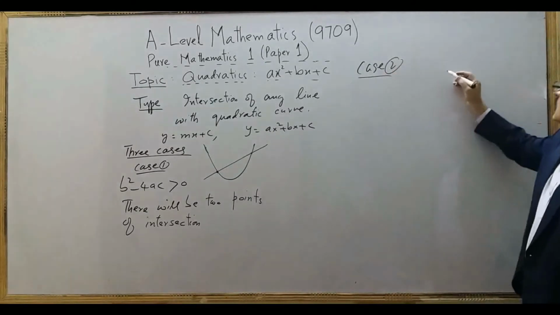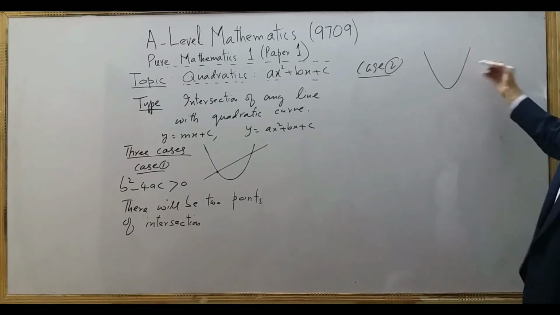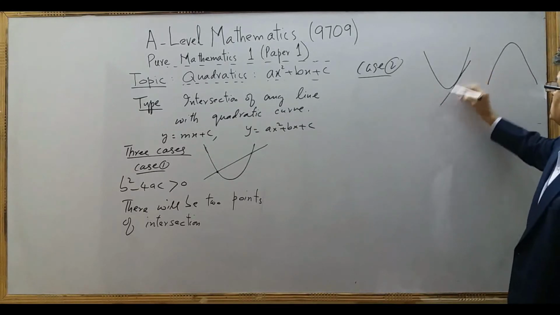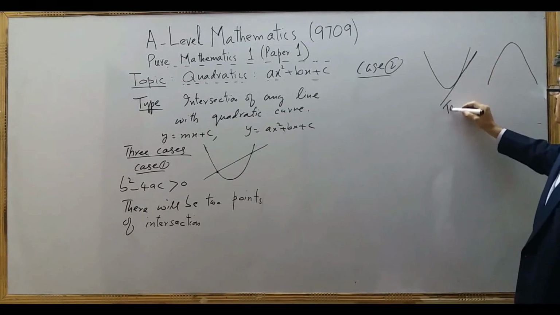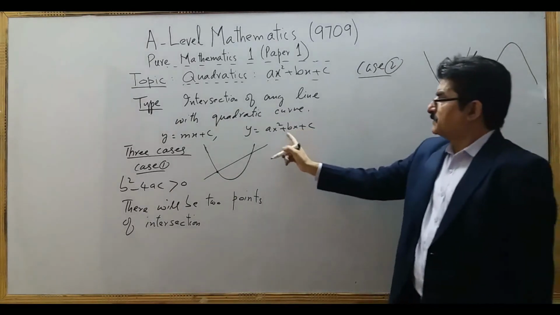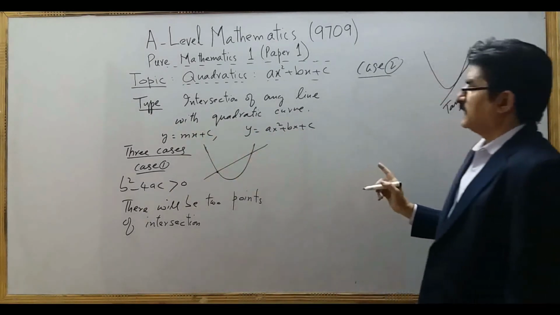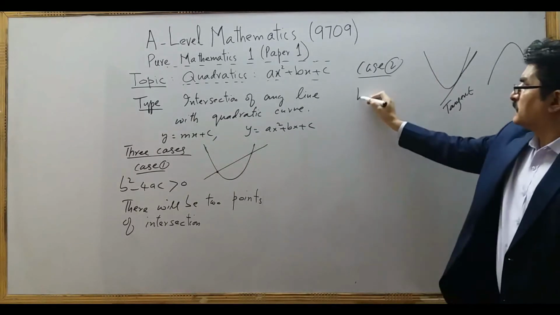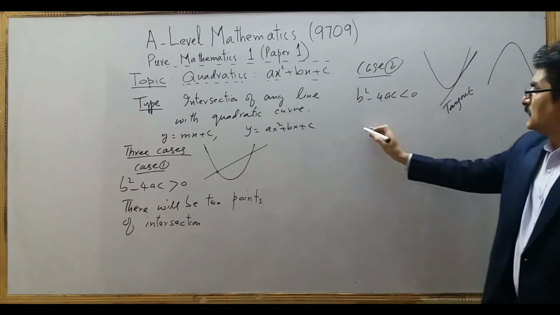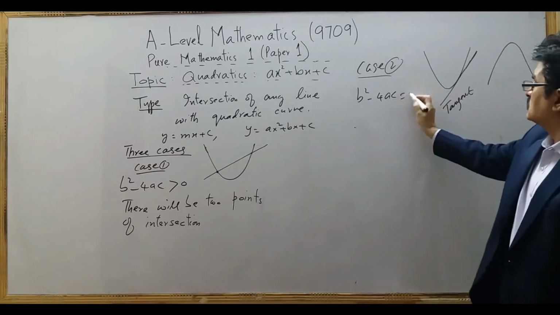Then we have case 2. In case 2, the curve may be like this or it may be like this, and now the line is just tangent. So it means that when you solve this pair of equations, you will get one value of x. So in this case you will have b square minus 4ac equal to 0.